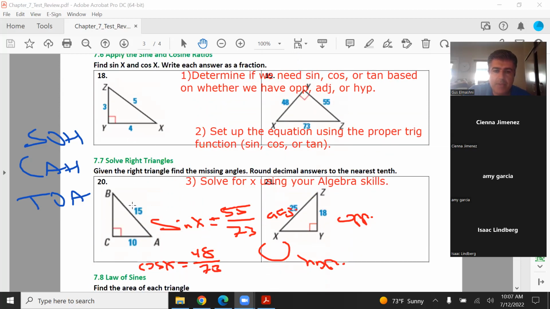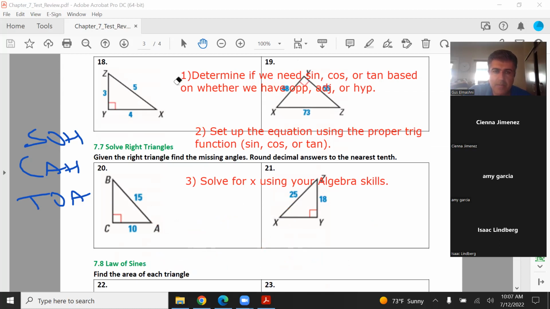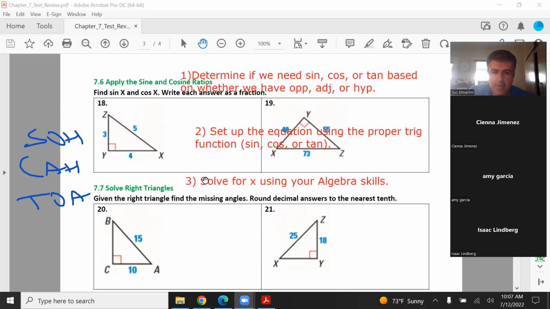And then finally for 21, you're asked to solve for the missing angles. So you're still going to do the same thing. You're still going to determine which trig function you need, and then set up an equation and then solve. So for 21, what do we got here? Let's say I want to solve for x. Clearly 18 is opposite x. Clearly 25 is hypotenuse. So you have to use O and H.